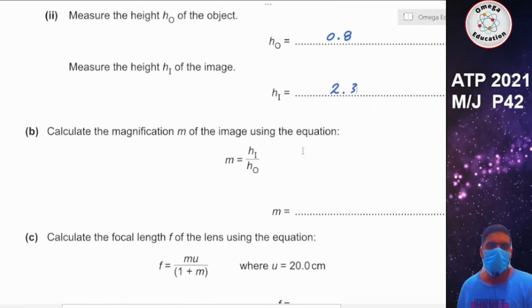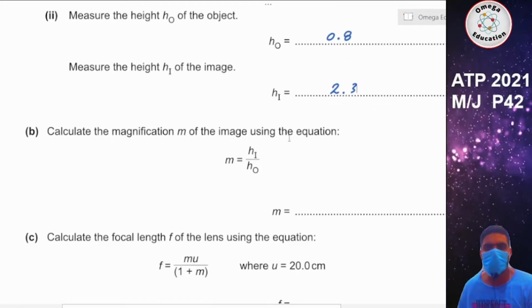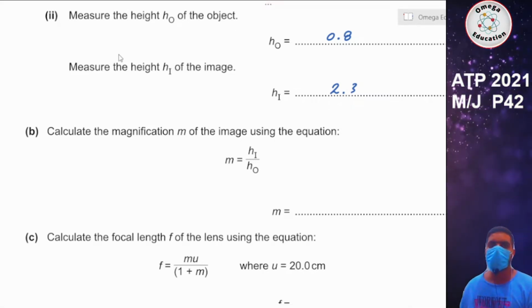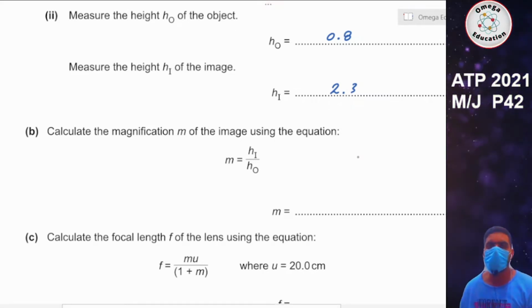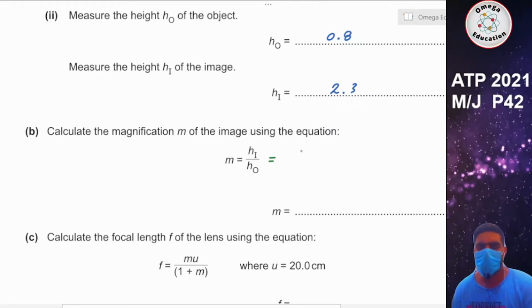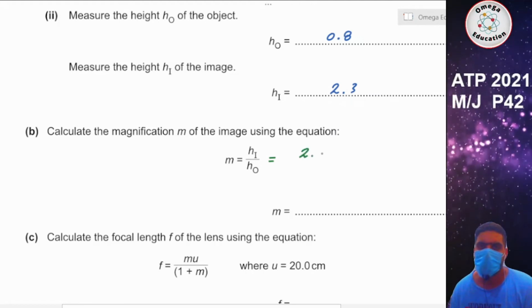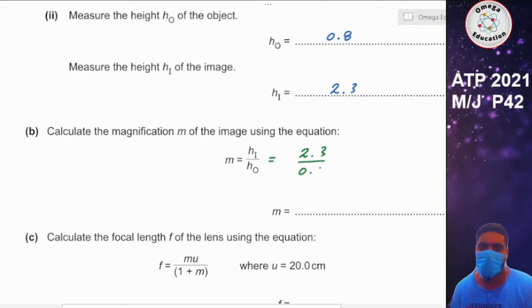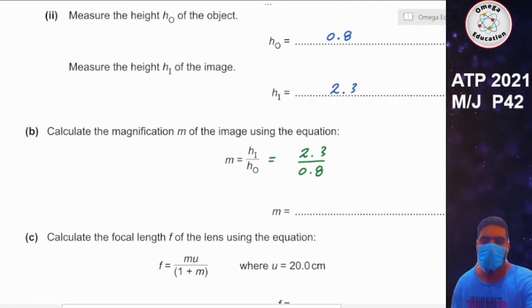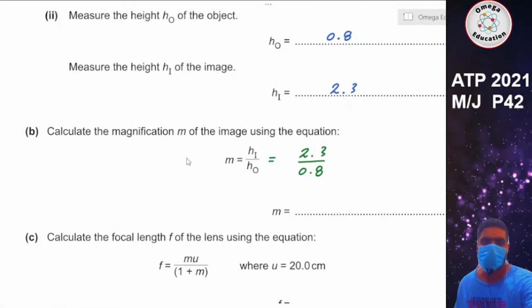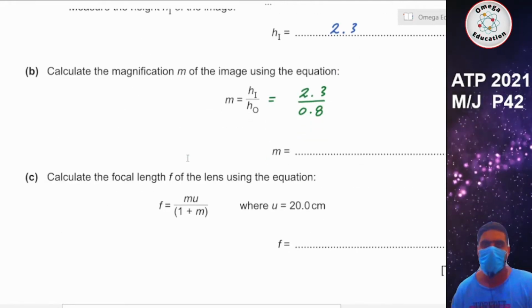In part B, calculate the magnification m of the image using the equation. For ADP, whenever they ask us to calculate something, generally the formula is also there. So we don't need to memorize these formulas, especially for this one. But for the other two papers, we do have to. So 2.3 divided by 0.8, the answer would be greater than 2.3. All right, 2.9.